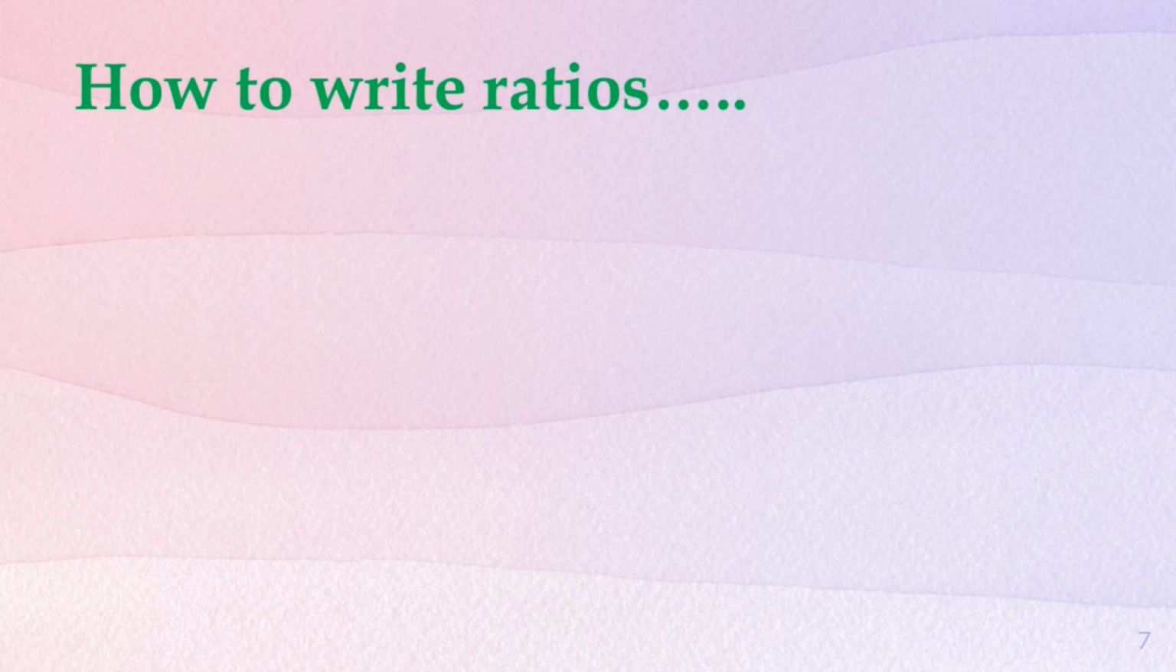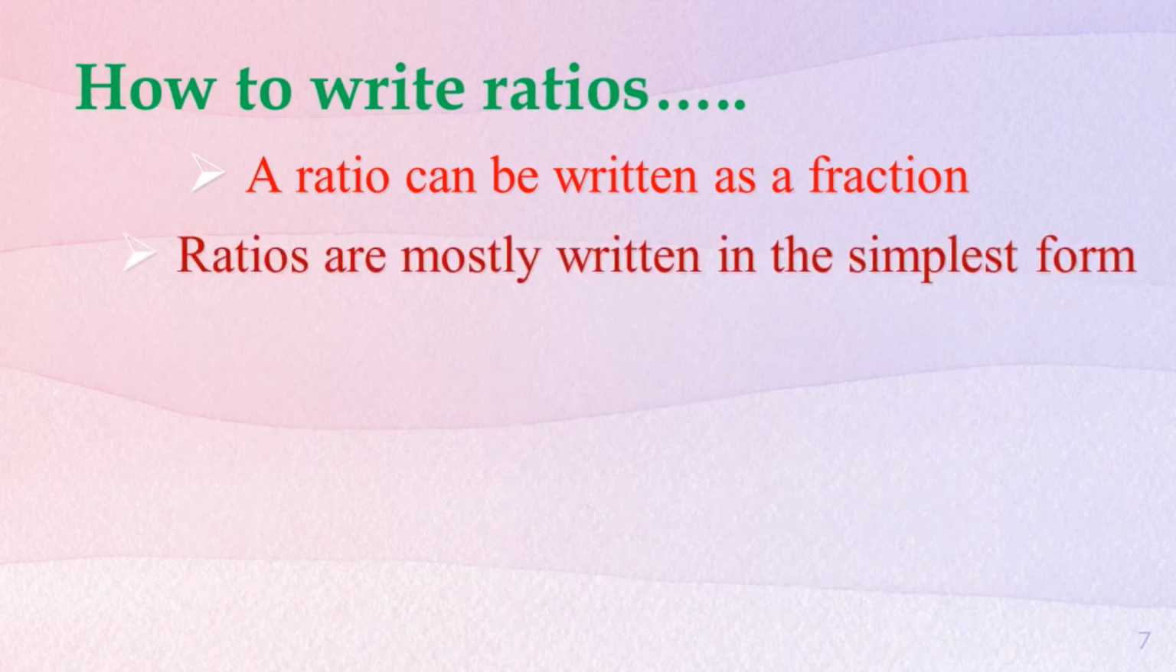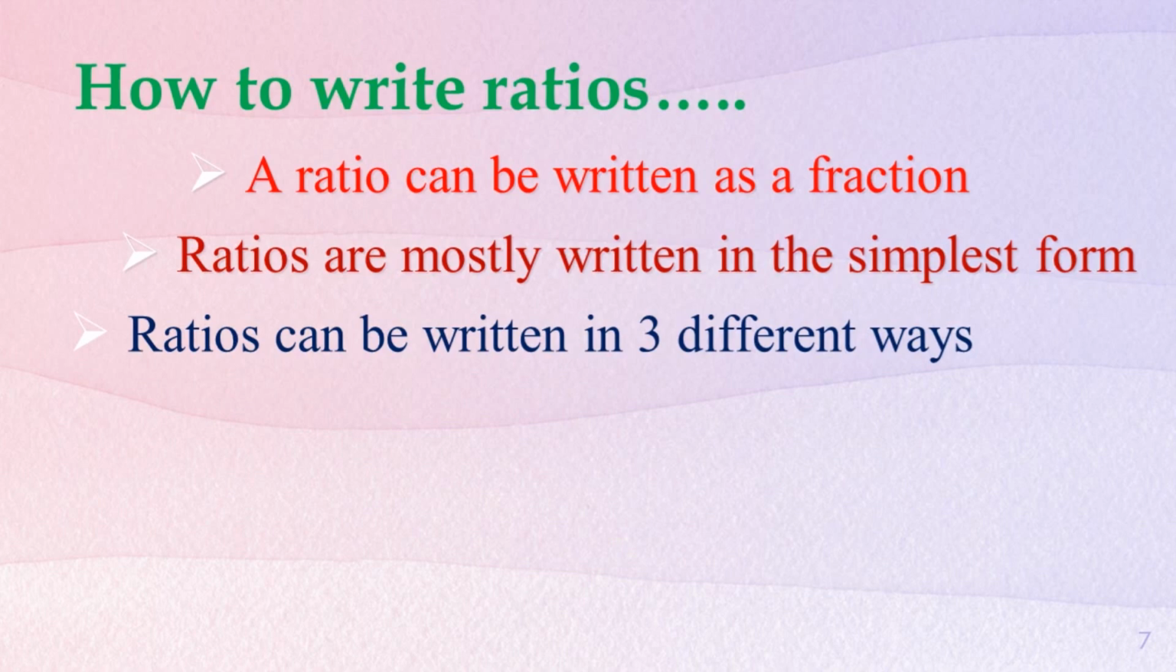We should know how to write ratios. First, a ratio can be written as a fraction. Ratios are mostly written in the simplest form. Ratios can be written in 3 different ways, that are 4 is to 3, 4/3 and 4:3.